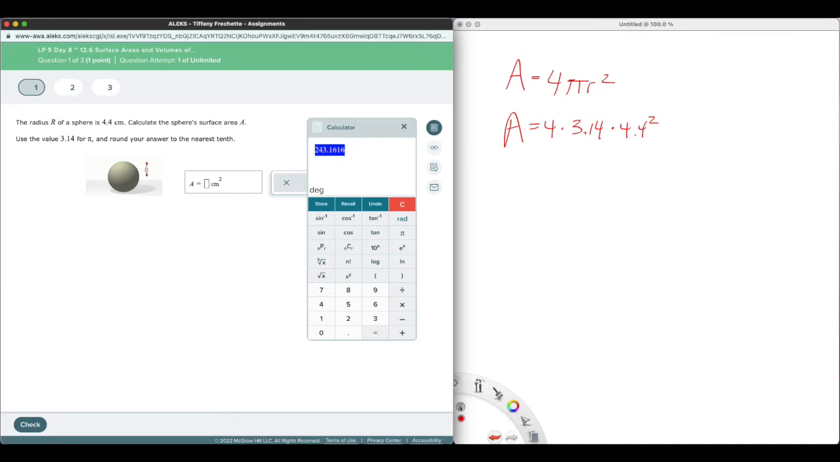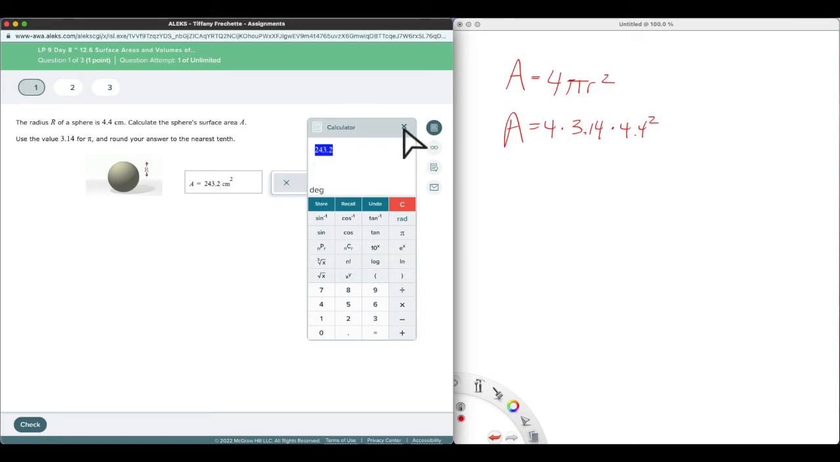Equals, all right, it says round your answer to the nearest tenth. So the tenth would be the 1. That's one place after the decimal point. So I need to look at that next number. If it's 5 or bigger, then I need to round up. If it's 4 or smaller, that's when I round down, right? So I'm just going to put that guy in there.